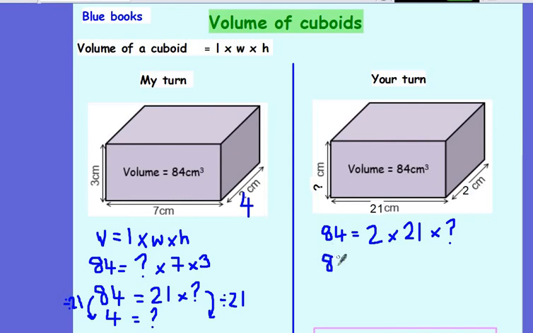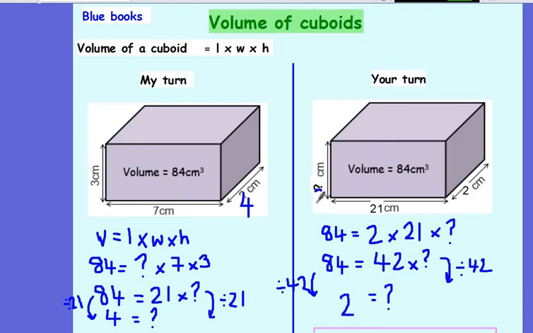So 84 is equal to 2 times 21, which is 42, times my height, which I don't know. I'm going to divide both sides by 42. Which tells me that my height is equal to 2 centimetres. Double check. 2 times 21 gives me 42, times by 2 gives me 84. It works. Please make sure you've got this example in your dark blue books for me.